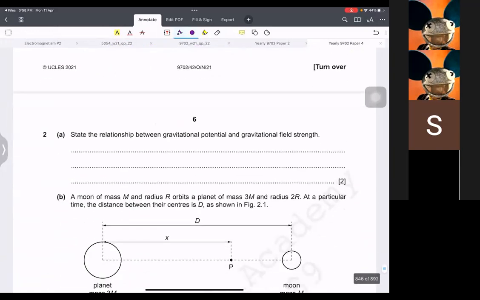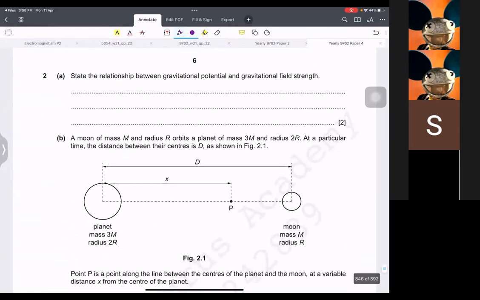Now going to part 2. State the relationship between gravitational potential and gravitational field strength. So you can write anything about this, it's not a big deal. You could say that they are related by potential gradient. So gravitational field strength is negative potential gradient.